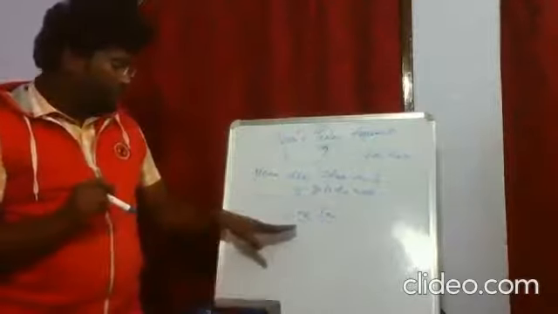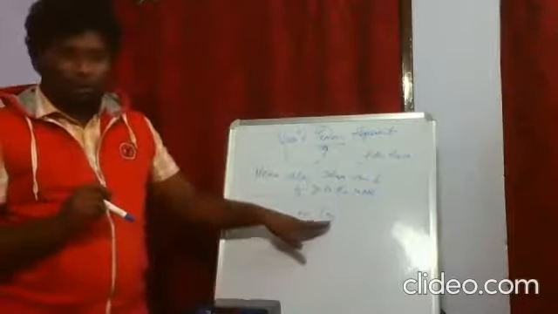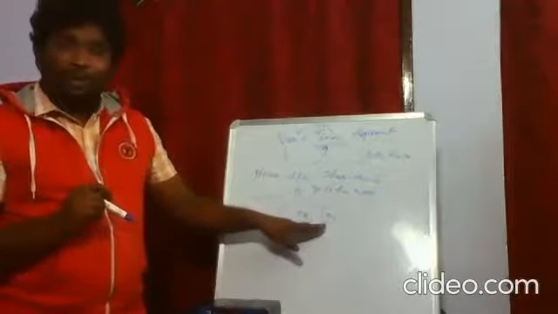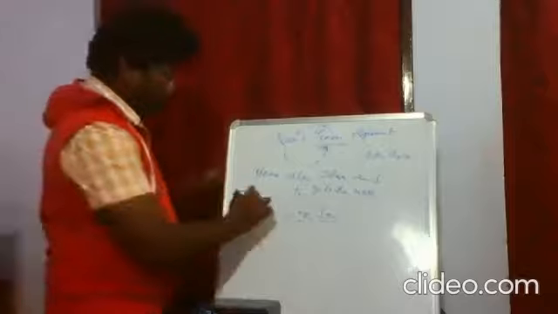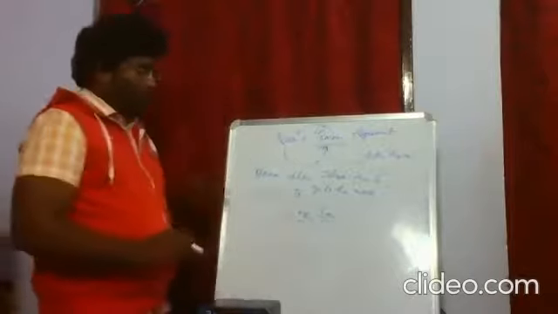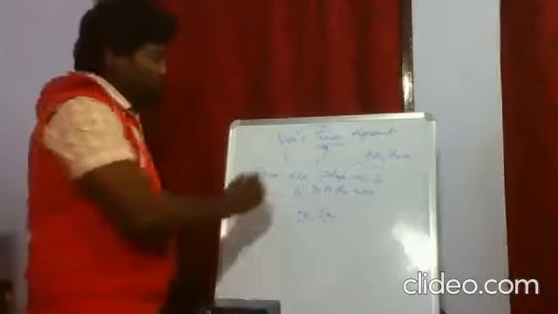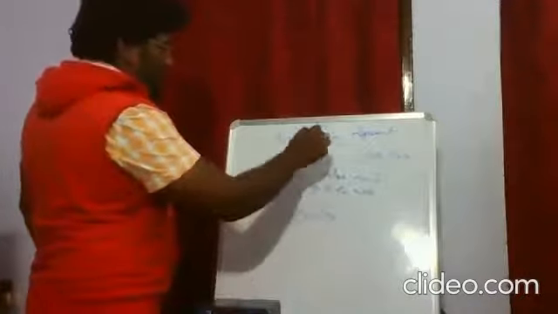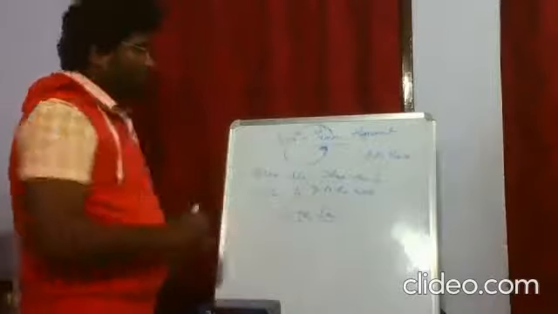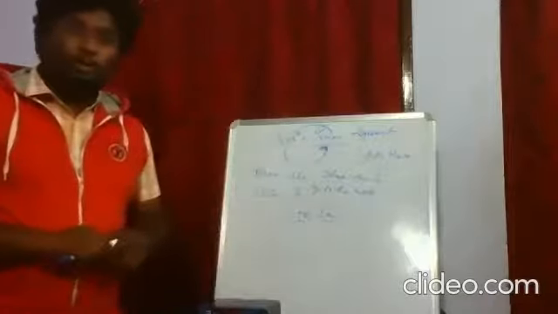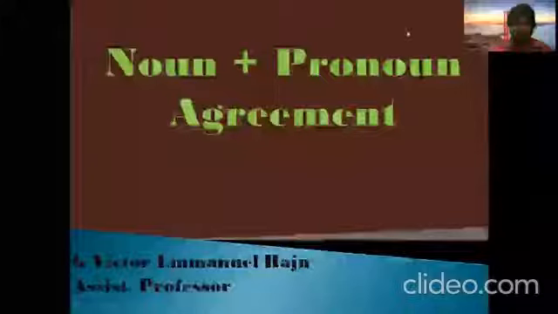So we are not going to use I. We have to use the pronoun me. Please allow John and me to go to the movie. So this is how we have to make sure the noun is supposed to agree with the pronoun, and the pronoun is supposed to agree with the noun. Let's see more about this noun pronoun agreement.